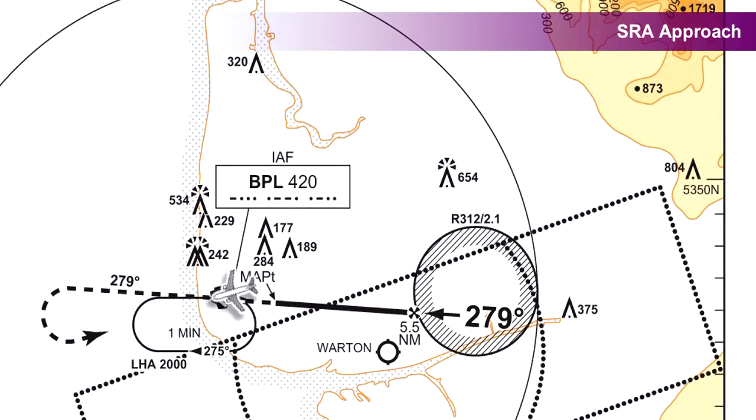You must not continue an instrument approach beyond the outer marker fix in the case of a precision approach, or below 1,000 feet above the aerodrome in the case of a non-precision approach, unless the reported visibility or controlling RVR is above the specified minimum.